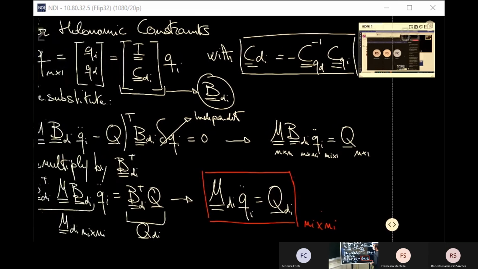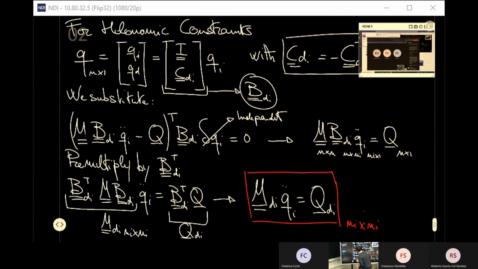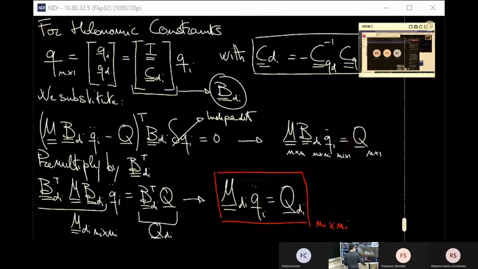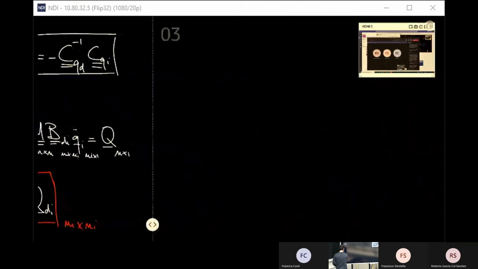So for the case of non-holonomic constraints, so I'm not sure what is the numbering that we adopted. Yeah, 2.1, so 2.2 in this case. 2.2, non-holonomic constraints.